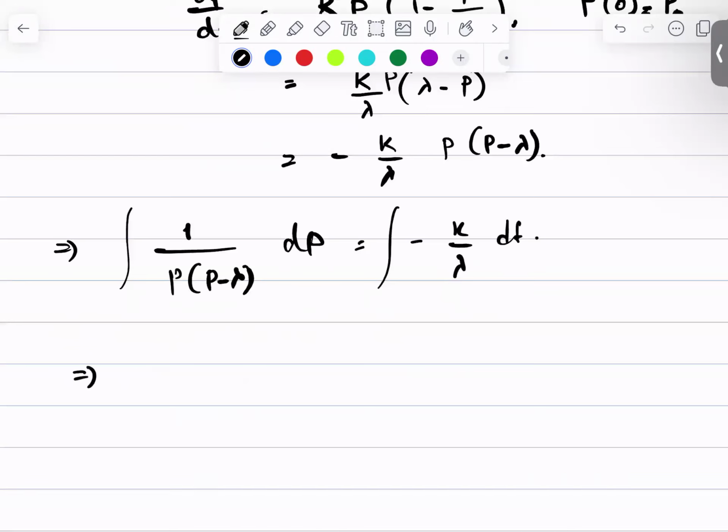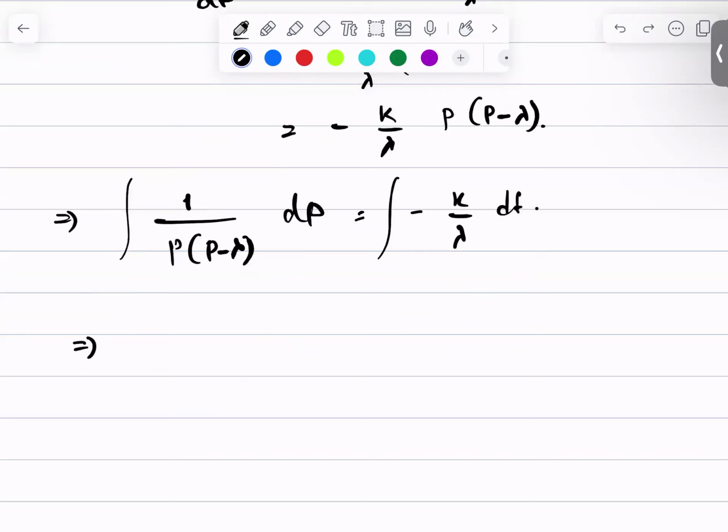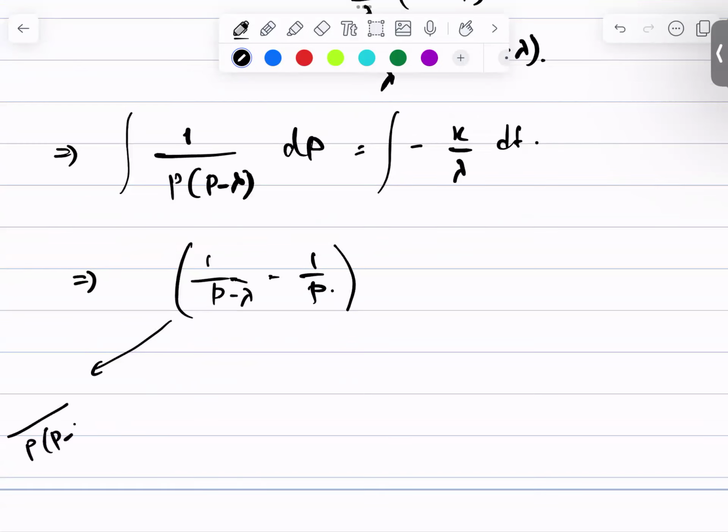Now for the integration, you should recognize this thing. This is sort of a partial fraction type of problem, so I'll do it directly. I can write this as 1 over (P - λ) minus 1 over P. If I do the calculation, this is nothing but P times (P - λ) there, and then P minus P plus λ, so λ over that.